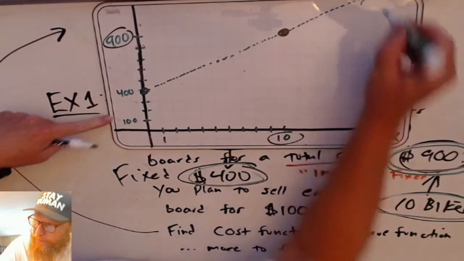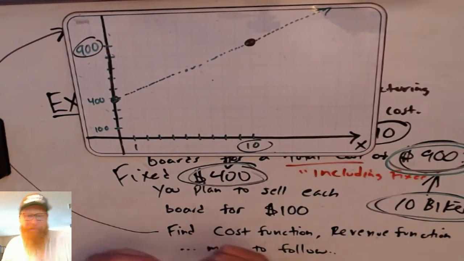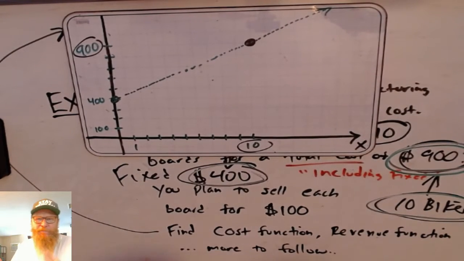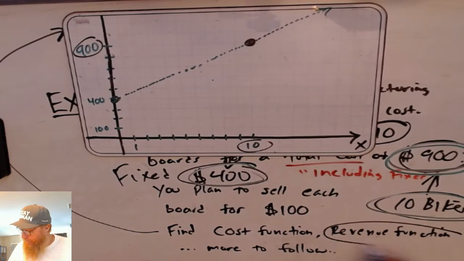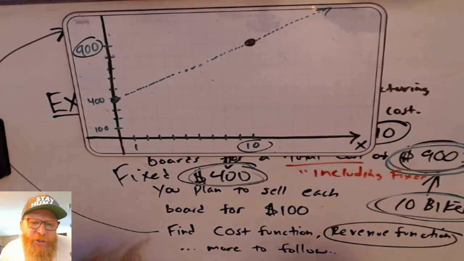So there's my cost projection right there. Got it. I'm basically done. Yeah. Well, I got to find the revenue function now. The revenue function is essentially a free answer.